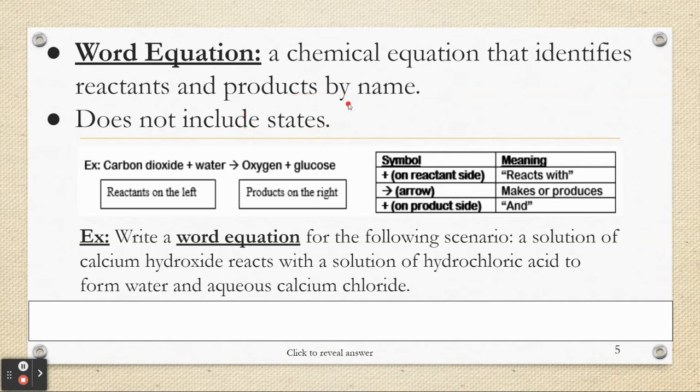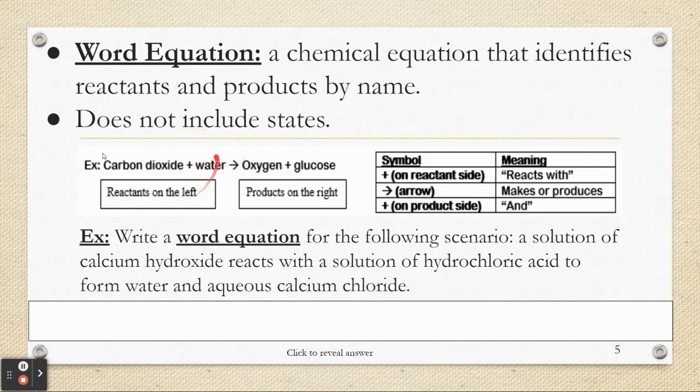So we're going to do some examples of word equations and skeleton equations in our handout, but also in this slide deck here. So your word equation is a way to represent a chemical reaction using primarily words. We don't indicate the states in a word equation. We just put the names of the chemicals that are reacting, and that's about it. So for example, over here, you can see that we have carbon dioxide plus water, arrow, oxygen plus glucose.